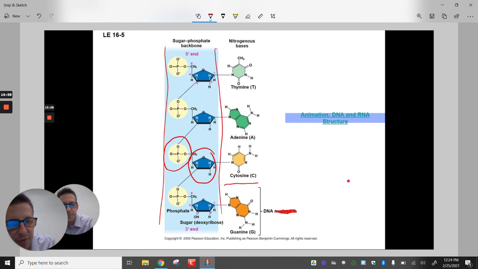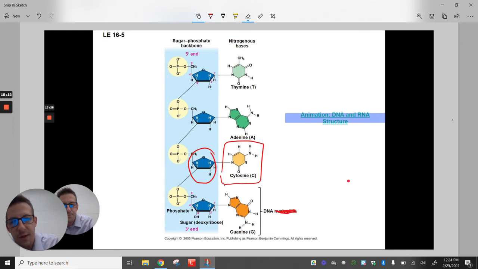And then it is made up of one of four specific nitrogenous bases, which we classify as either what are called purines or pyrimidines, and we'll talk about the difference between those in a second.